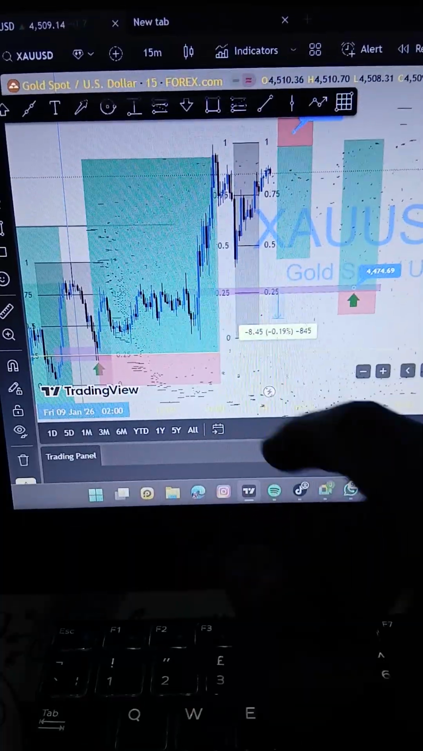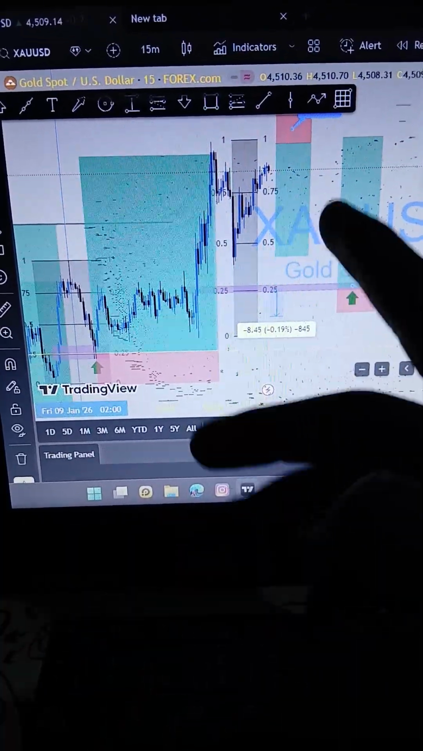This is Gann Box itself. So tomorrow I'm expecting that move.